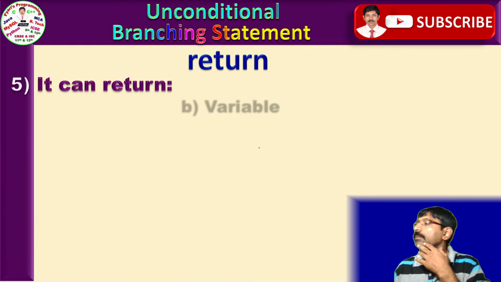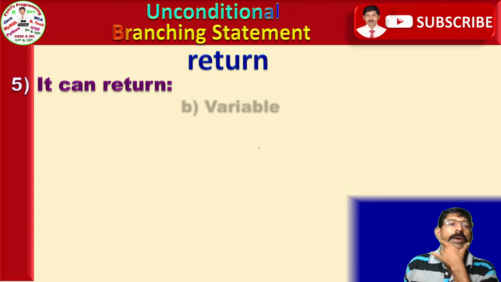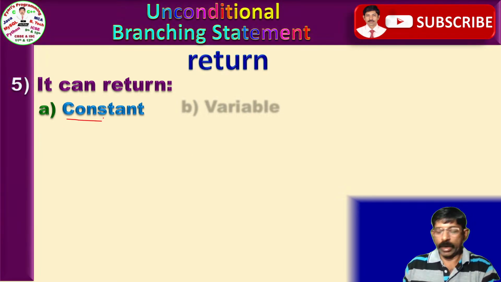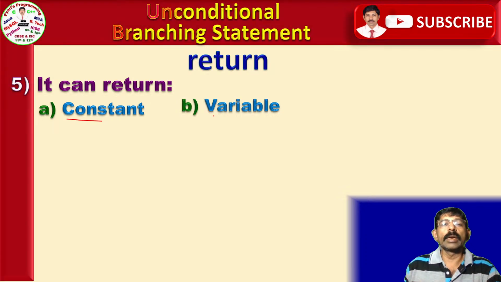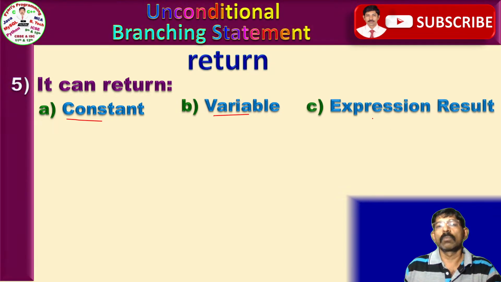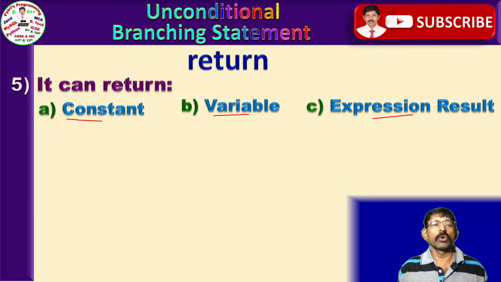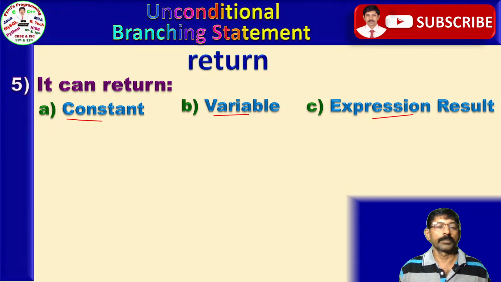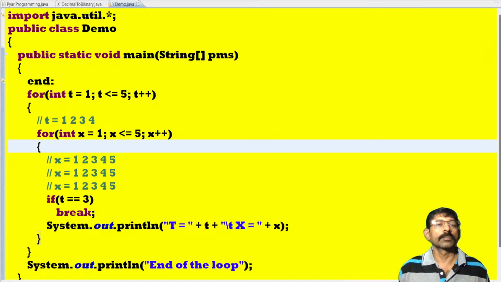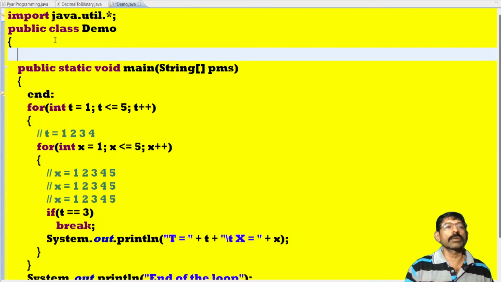Next part. What can it return? It can return a constant, it can return a variable, it can return an expression also. So let me show you how it is doing. So we'll justify all the points.